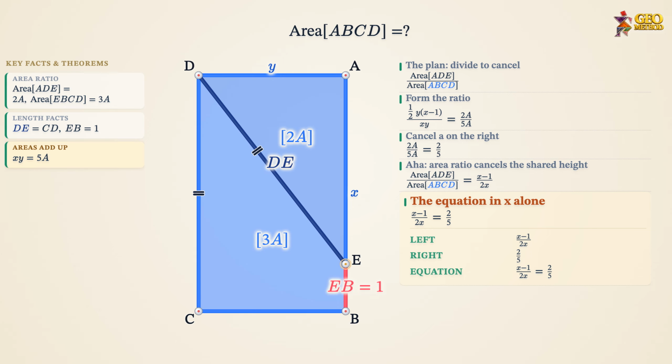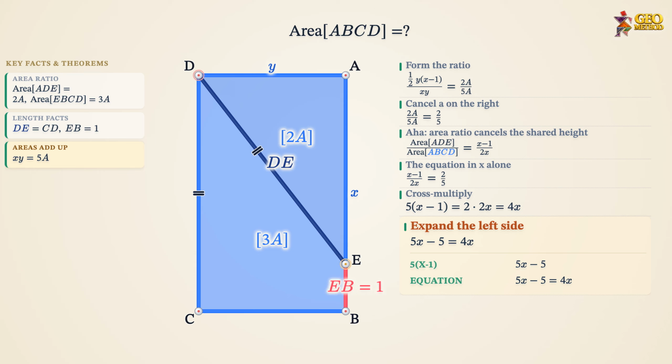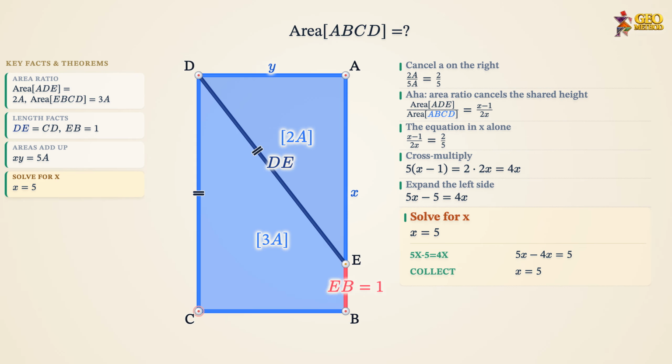Clear the fractions by cross-multiplying. 5 times x minus 1 on one side, and 2 times 2x, which is 4x, on the other. Now there are no denominators left. Distribute the 5 across x minus 1 to get 5x minus 5. So the equation reads 5x minus 5 equals 4x. We're one step from x. Subtract 4x from both sides and add 5, and everything collapses to x equals 5. So the rectangle's width is 5.